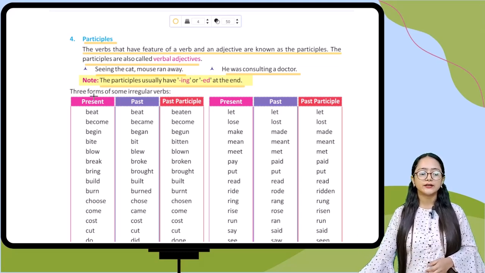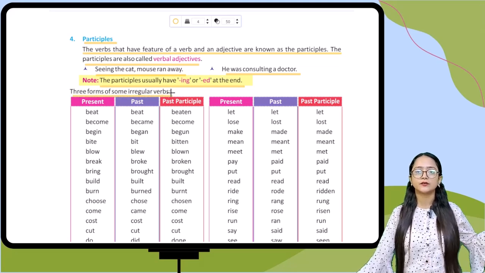Now here you can clearly see three forms of some irregular verbs. You can see the three forms of irregular verbs.